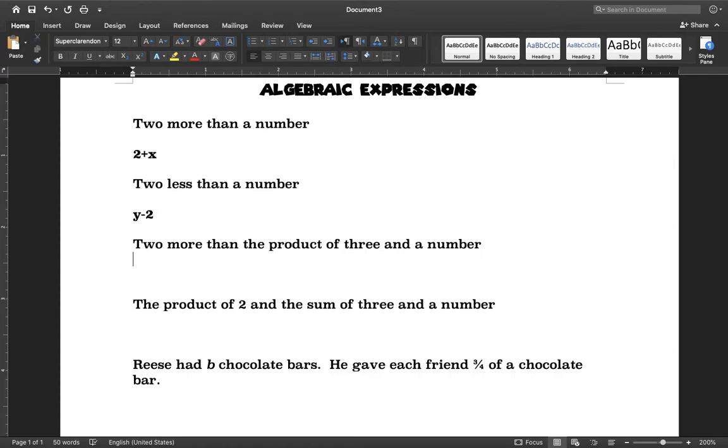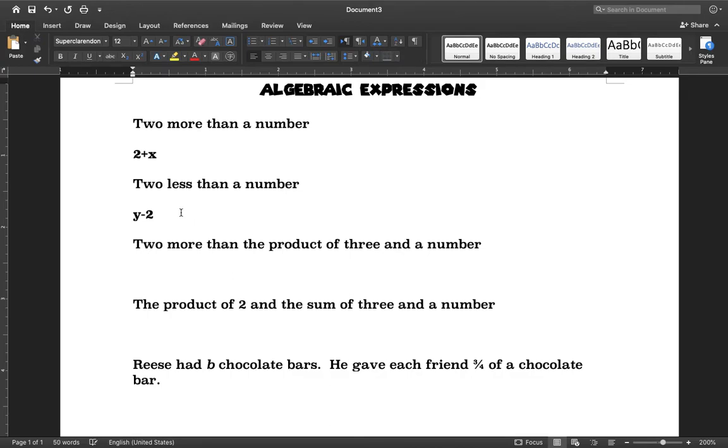Either way, 2 more than the product of 3 and a number. Let me start with 3 and a number. Product means times. So we're going to do 3 times, let's do z. I can do this. Problem: is this an x or is this a multiplication sign? There's 3 ways to do it.